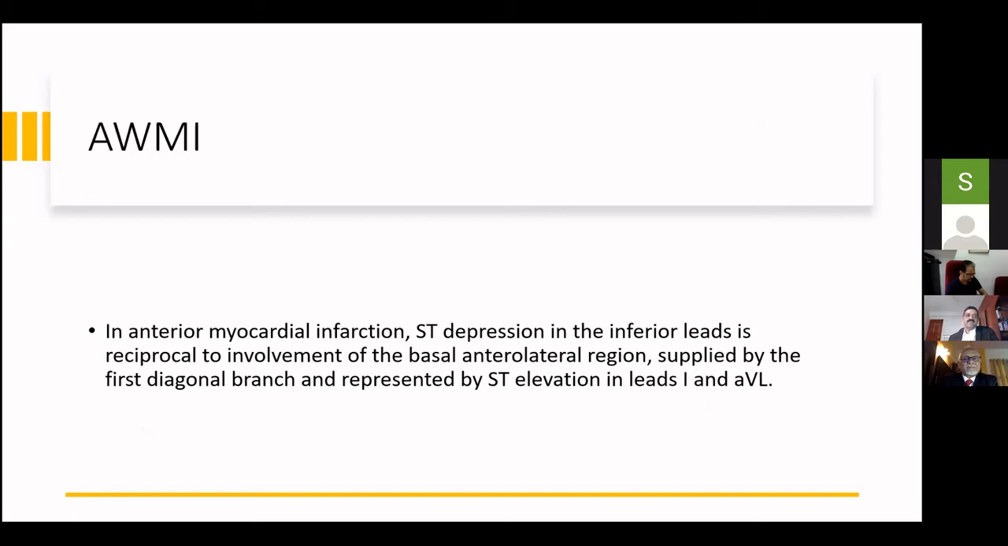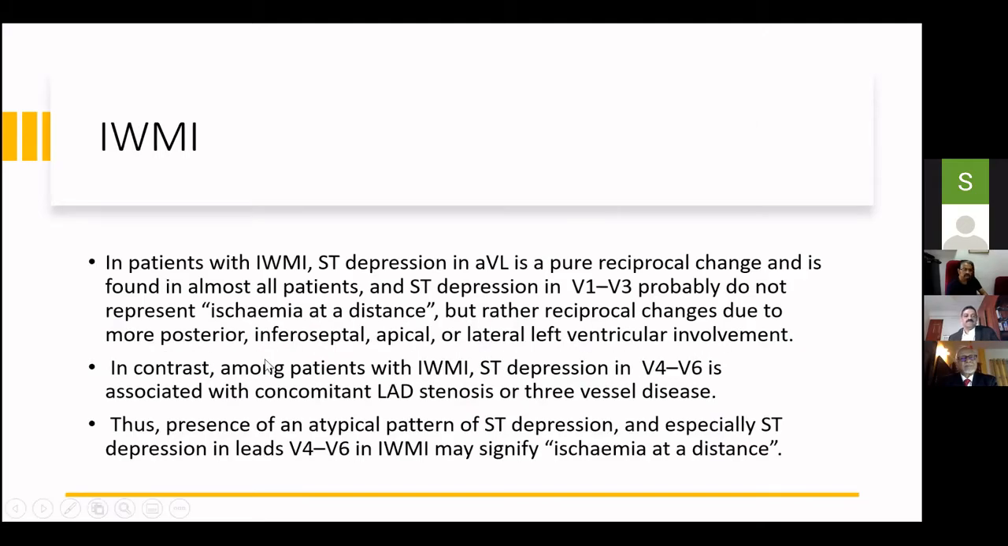So in the interest of time, I would skip the details of this reciprocal change, but I would talk about just the inferior wall MI. In patients with ST inferior wall MI, ST depression in AVL is a pure reciprocal change and is found in almost all patients. And ST depression in V1, V3 probably do not represent the ischemia at distance, but rather a reciprocal change. But if such a patient has an ST depression in V4 to V6, the associated concomitant LAD disease should be thought.